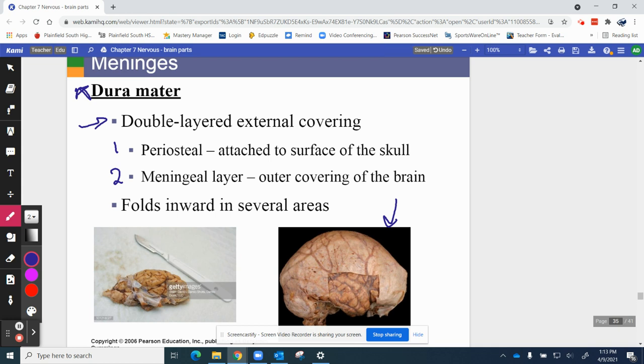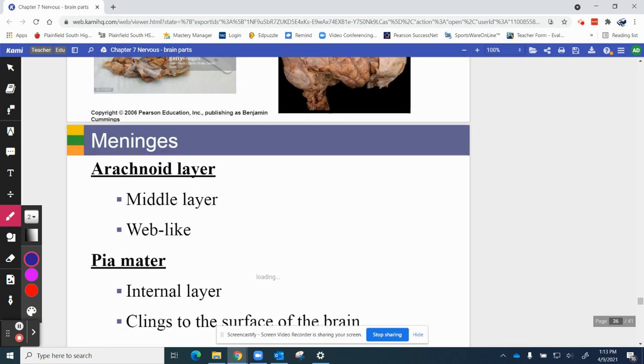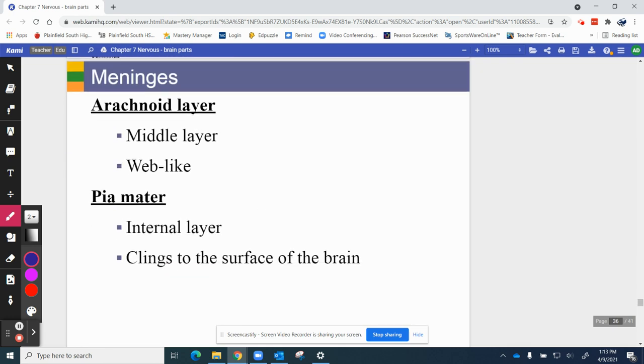It's a similar idea to when we talked about the pericardium that surrounds the heart, but this is a much thicker, much tougher tissue. When we dissect sheep brains, you get to see a little bit of this, so you'll see that in the video. It follows a lot of those folds in and around the brain, so it's a little tougher to take off. The other layer we have is the arachnoid layer, the second layer of the meninges.